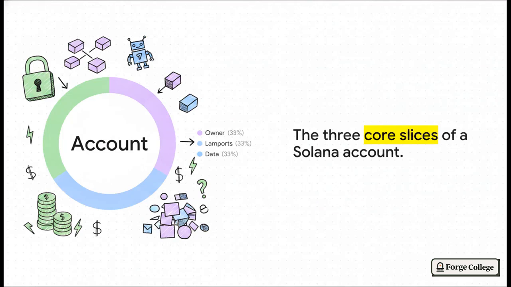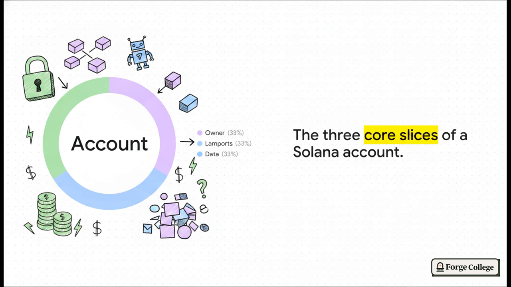When you get down to the protocol level, the raw account structure is actually surprisingly simple. Think of an account as a basic container divided into 3 core slices. First up is the owner. This is the specific program ID that actually controls the data and the semantics of the account. Second, we have lamports. This is just a numeric balance used to pay for rent and fees on the network.